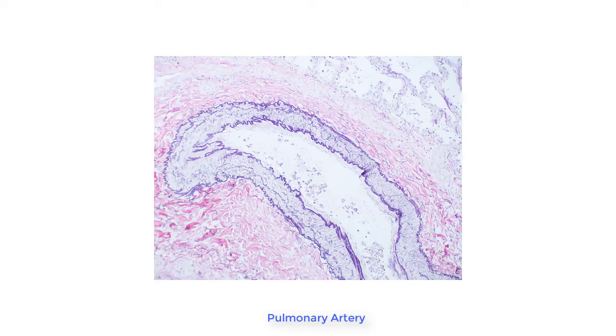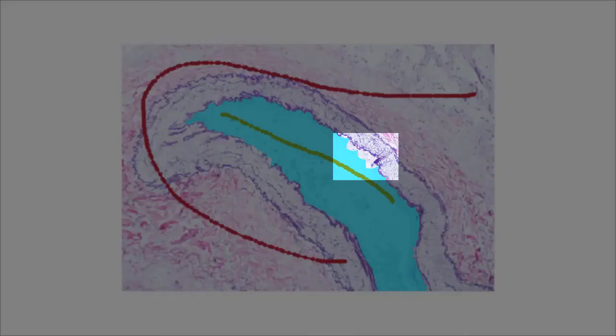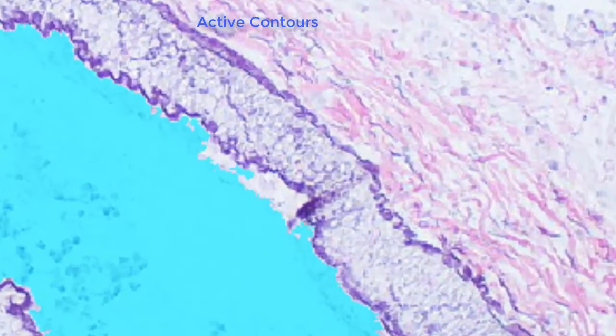Now take the example of this artery image. If we would like to group all the pixels that are inside the artery into one entity, GraphCut may work, but it may not give you the accurate result. There could be areas in the segmented image that might need further refinement. We could group the pixels within the contour together. For this, we would use the technique called active contours.